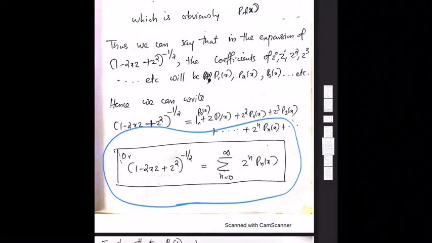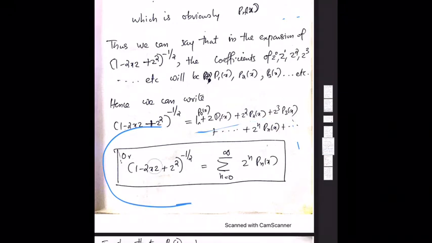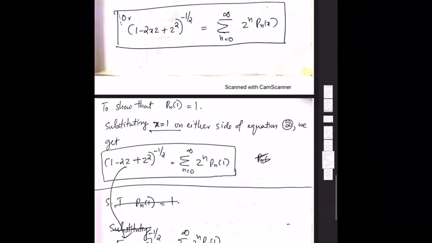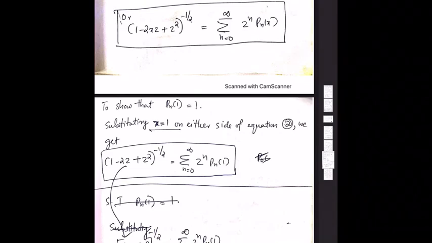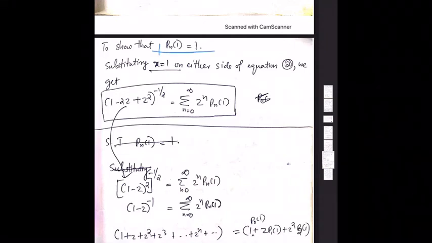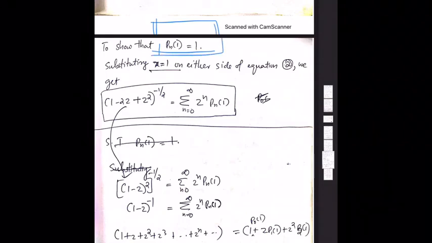Okay, so this is the generating function, and from this we arrive at a few results. One is Pn of 1 is equal to 1. This is a result that we used previously. Pn of 1 is equal to 1.